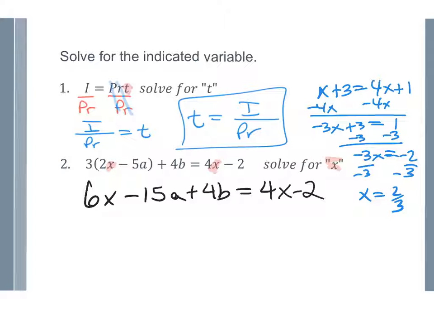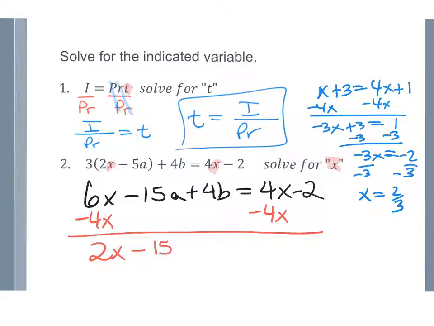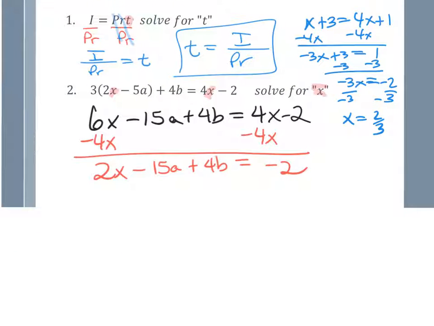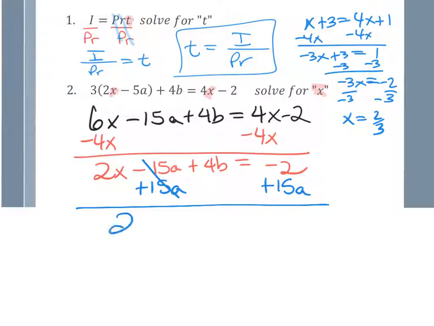The next thing I'm going to do is try to get my variable that I'm asked to solve for together. So I'm going to subtract 4x from both sides. And then I get 2x minus 15a plus 4b equals negative 2. I still need to move all of the terms that don't have an x in it to the other side of the equal sign. So I'm going to move the 15a over. So I'm going to add it to both sides. So now it's gone from the left.